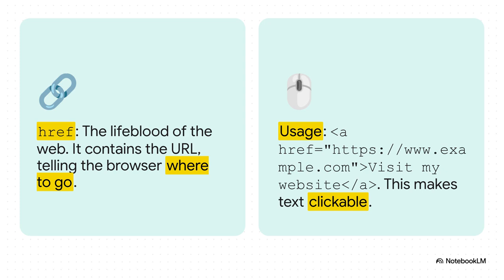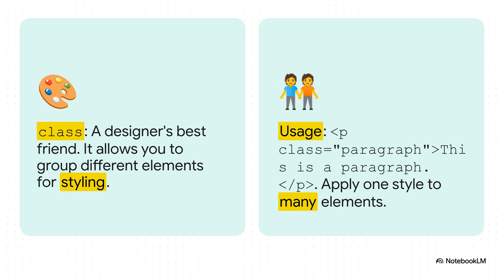Let's start with the big one, href. This thing is the absolute lifeblood of the web. It's the attribute that magically turns a plain old piece of text into a clickable link by telling the browser where to go. Seriously, without href, there are no hyperlinks. The web just wouldn't be the web. Okay, so what if you have a bunch of paragraphs and you want them all to look exactly the same? That is where the class attribute comes in.